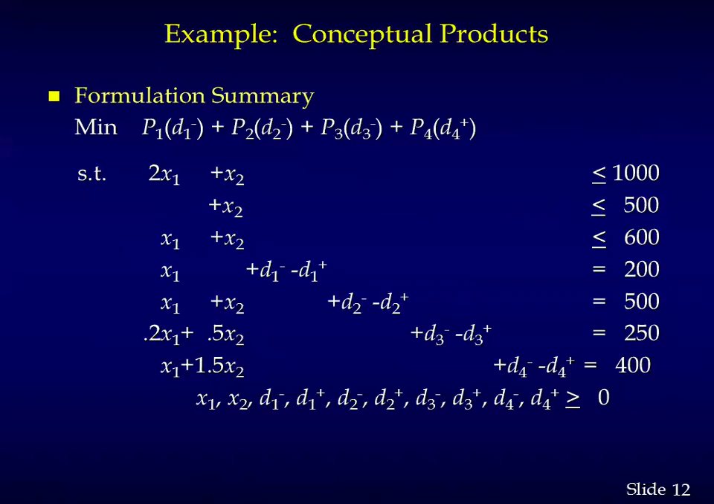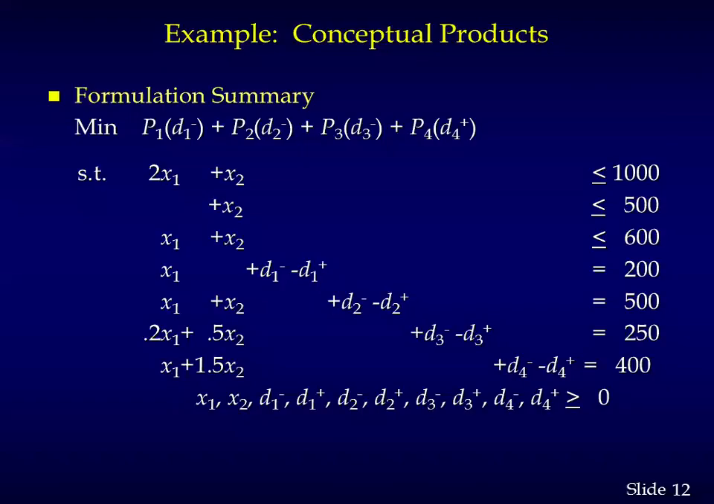The problem here is, for example, this constraint that we've written here. We could have written this as 200 x1 plus 500 x2 plus d3 minus minus d3 plus equals 250,000. But then the problem would be that d3 minus and d3 plus would be in actual rupees, how many rupees we're going over and under, or dollars in this case, whatever.